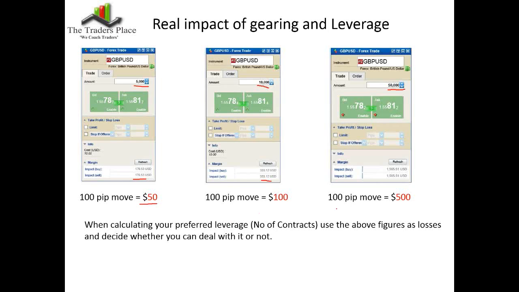And the 100 pip move, this is the difference between them. A 100-point move would make or lose you $50 on 5,000, $100 on 10,000, or $500 on a 50,000 pound exposure. When calculating your preferred leverage or number of contracts, use the above figures, so these $50, $100, $500 points, and decide whether you can deal with that as a stop loss or not. In other words, if you're wrong, the market moves 100 points, which one of those is going to suit you the best?